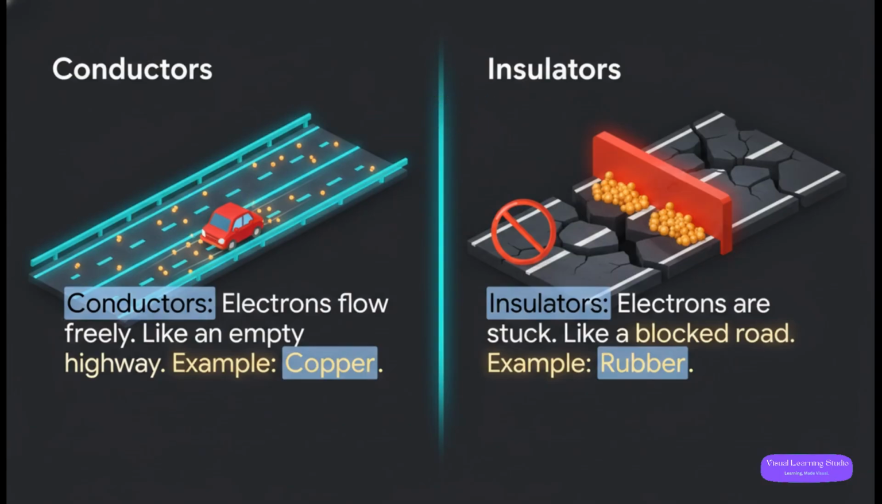On one side, you have your conductors, like a copper wire. Think of that like a wide-open, 6-lane highway where electrons can just zoom along freely. And on the other side, you've got insulators, like rubber. That's a total dead end, a blocked road. Nothing is getting through. The problem is, neither of those really gives us the control we're looking for.